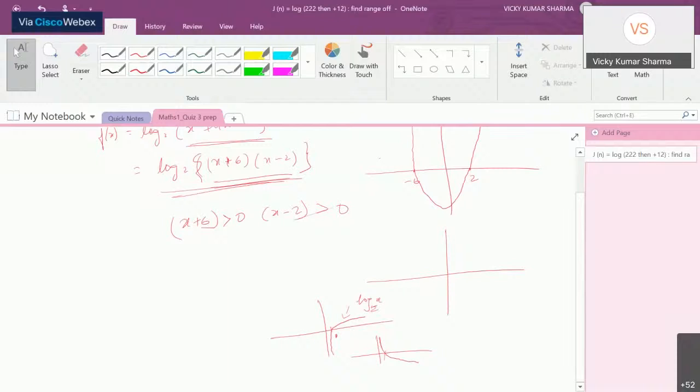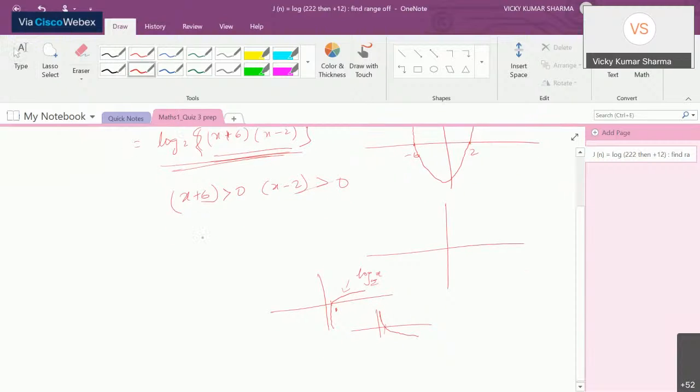So now what will be those intercept values? The log function will be defined only for those values of x, not any other. So from here we take x greater than minus 6 and x greater than plus 2.